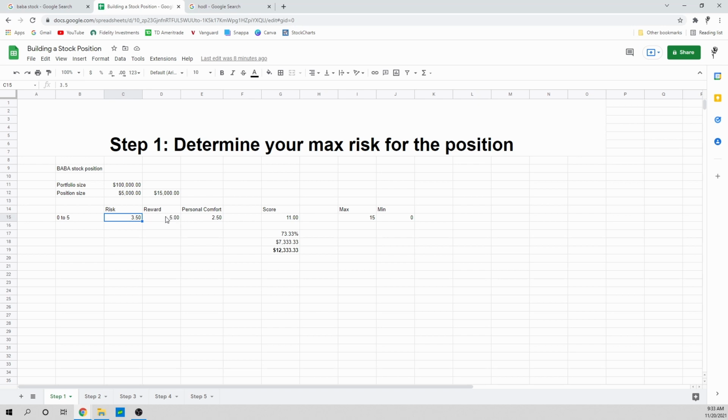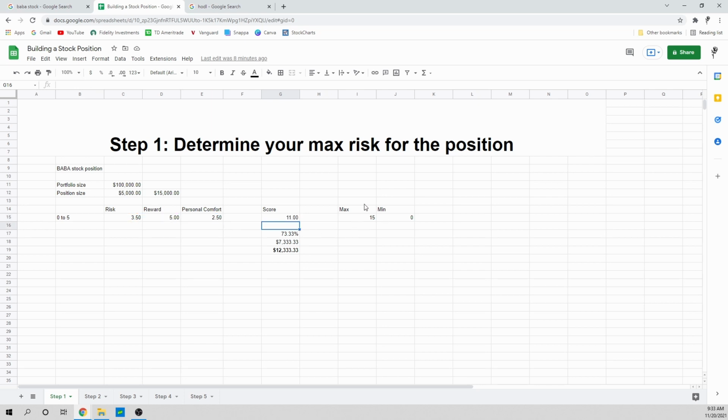So that's why I have this number at a 5. And then my personal comfort, I tend to be more conservative, so I put this down at a 2.5. I don't want to have a ton of money tied up just in one position. So what I've done here basically is represented that with a score of 11. So that's just the addition of all those numbers.